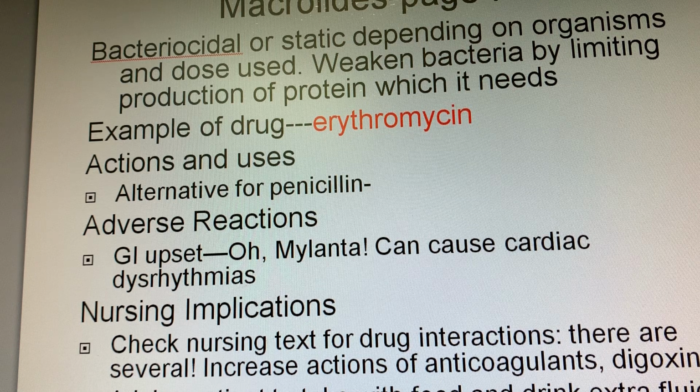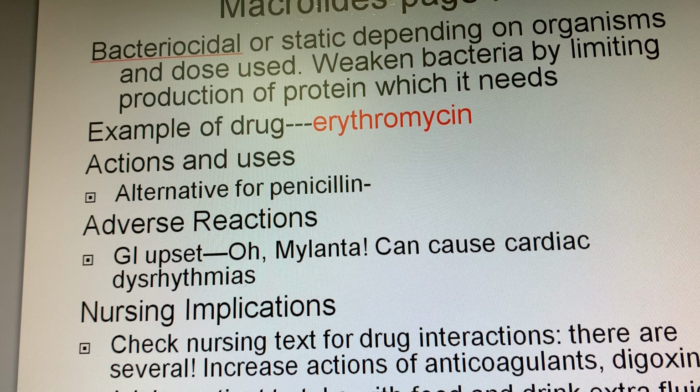They also weaken the bacteria by limiting their ability to use protein. So it takes a little bit longer in many cases to interfere with their protein synthesis, and it weakens and keeps the bacteria from multiplying. Our prototype drug is a drug called erythromycin, very common. Everybody's heard of it, I think.